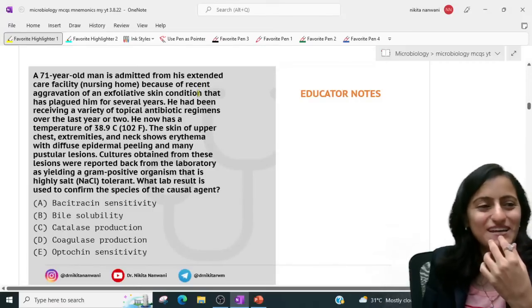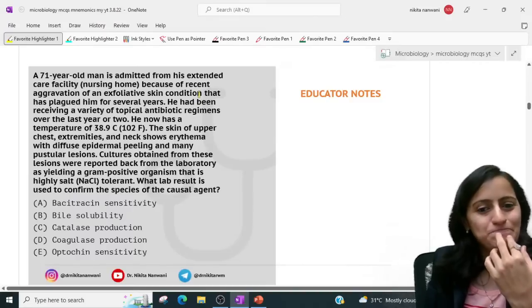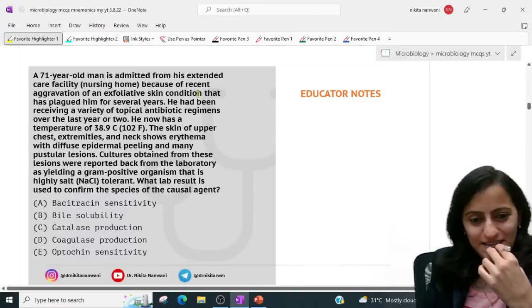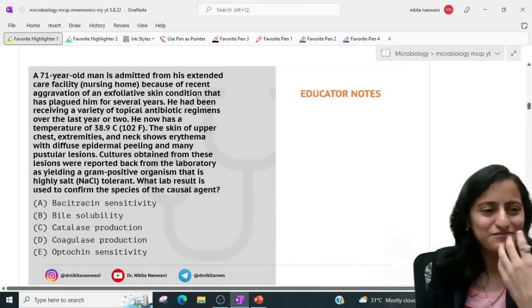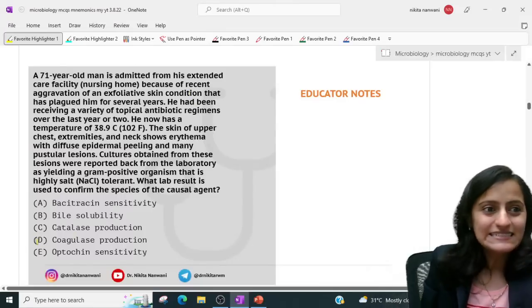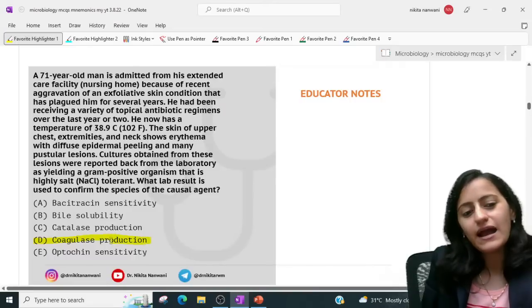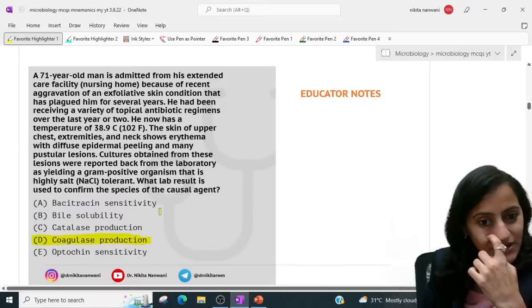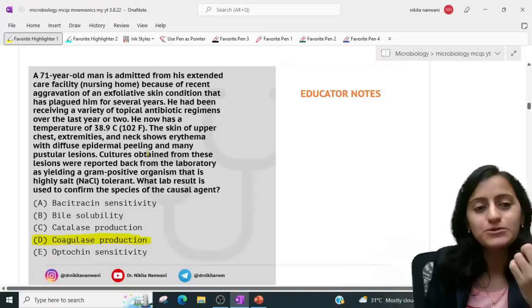Okay, so this is where I was expecting that a lot of us would be making mistakes, and this is what we are seeing here. Who's getting it right? Farman, very good. I think only Farman so far has got it right. Now, to everybody's surprise, the correct answer here is coagulase production. Why coagulase production? Tell me why. What is the condition that we are talking about?